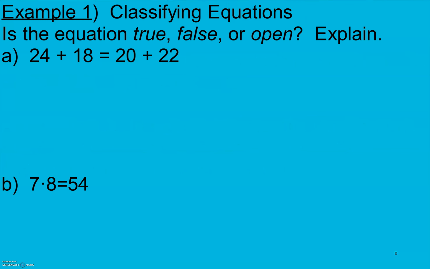In example 1 here, we're going to classify our equations to figure out if the equations are true, false, or open, and then explain. You can either explain using words. You can say this equation is true because the expression on the left equals the expression on the right. Or you can show it mathematically. So here, we're going to simplify both our left expression and our right expression, and compare them. 24 plus 18 gives me 42. That's completely simplified down to one number. And 20 plus 22 also equals 42. So since these are equal, it makes a true statement, which makes this equation true.